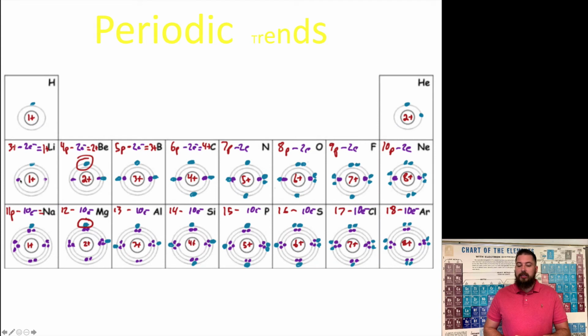Now, as you go from left to right, notice how there's an increase in effective nuclear charge, which means there's an increase in attraction, which means that there's an increase in electronegativity, because as you increase effective nuclear charge, as you increase attraction, you're going to have those nuclei pull harder on those electrons that they're sharing.